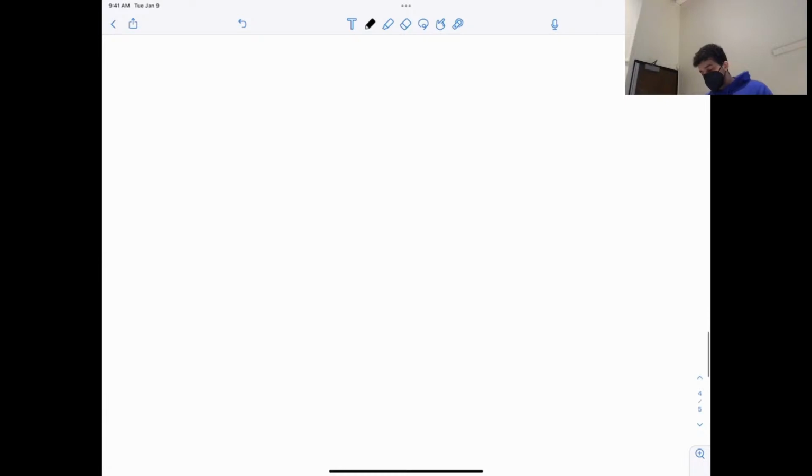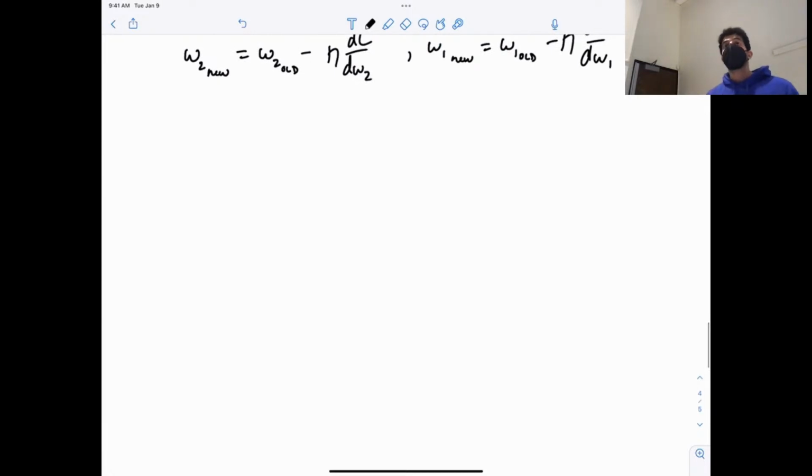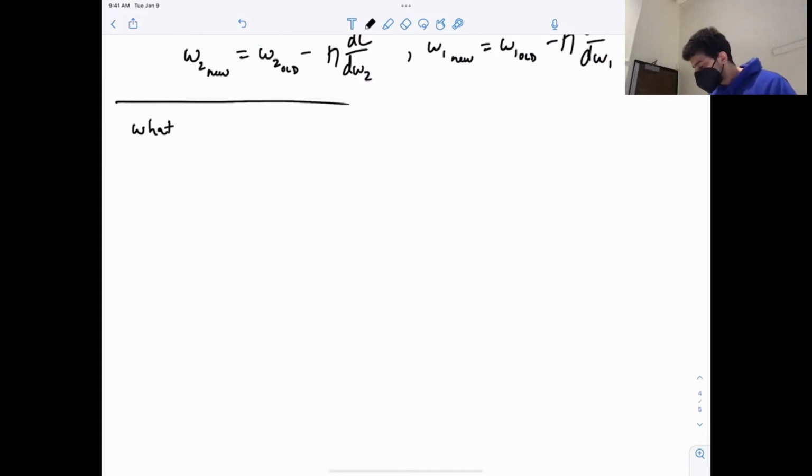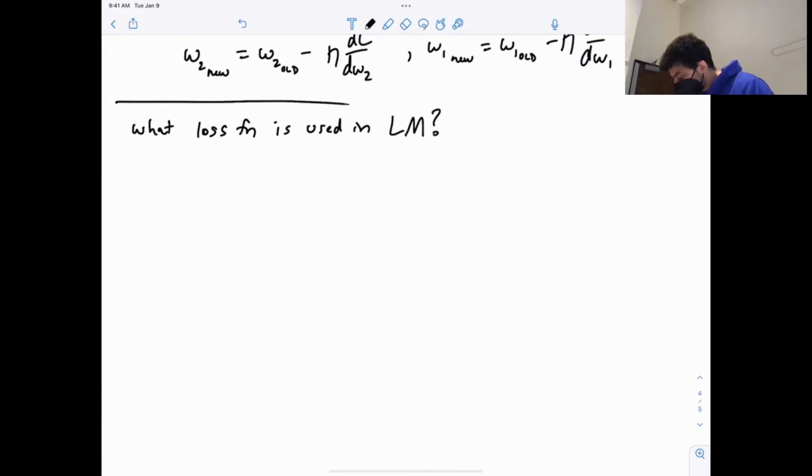All right, so at this point, I wanted to shift our focus to the loss function and talk about the cross-entropy loss, which is useful for language modeling and general text classification. After we talk about this, if there's time, we'll look at recurrent neural networks in this scalar setting and do backprop through those. So what loss function is used in language modeling? It's the cross-entropy loss.